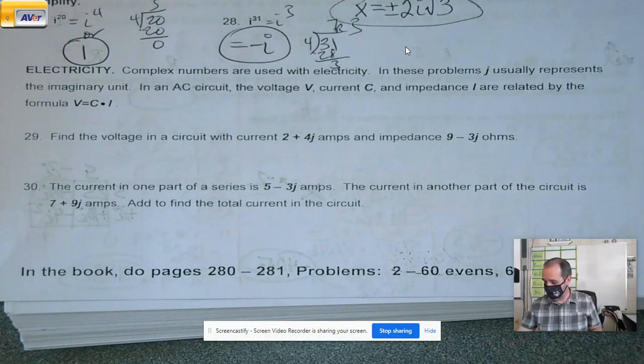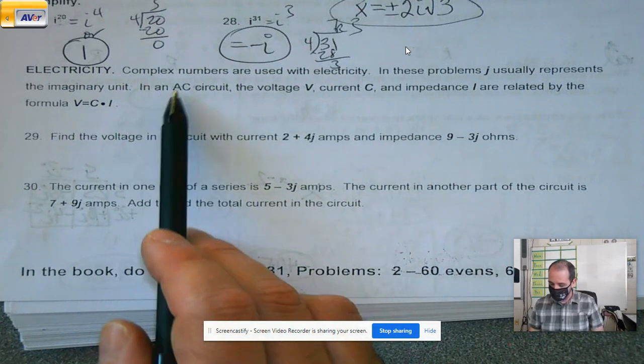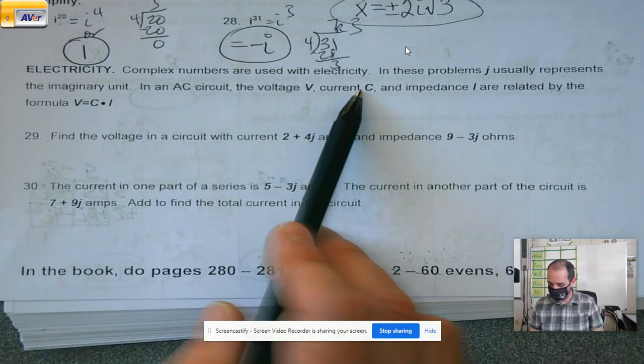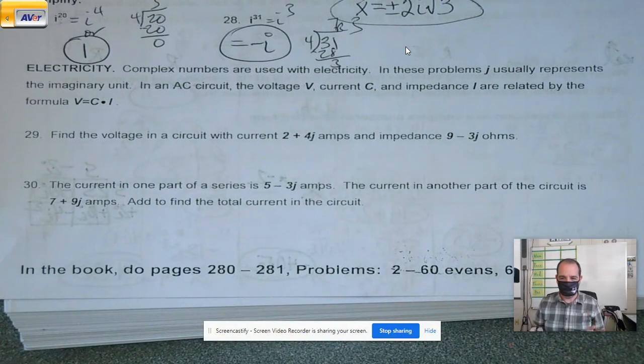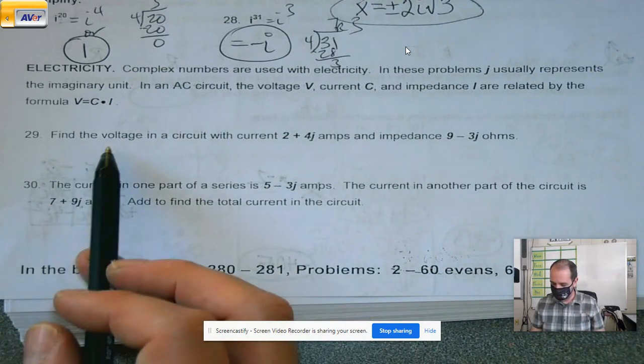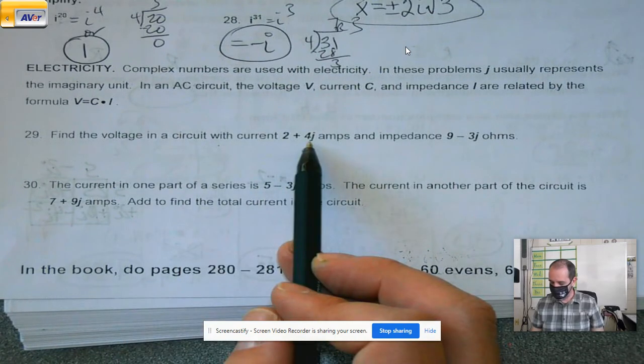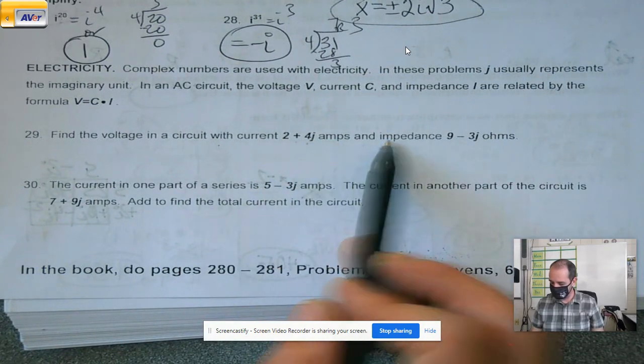Now, this looks like it's going to be complicated. Trust me, it is not. We have an AC circuit. We got voltage. We got current. We got impedance. We got this formula. Read carefully what's being asked for. Find the voltage in a circuit with current 2 plus 4j amps and impedance 9 minus 3j.